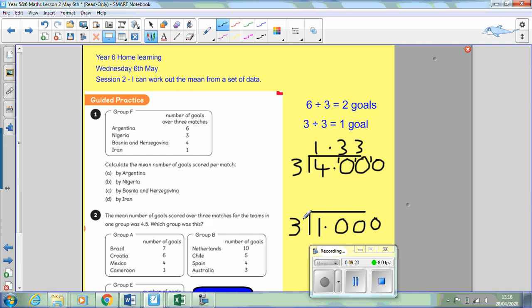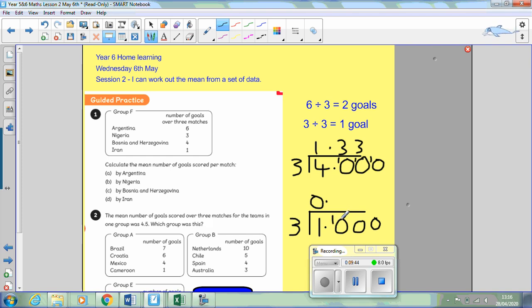And again, we do exactly the same. We put the goals, or the number we want to divide, here in the bus stop, and then divide by the number 3, which is the number of matches. So 3 into 1, we have 0. I'm going to put the decimal point in here. I'm going to carry that 1.